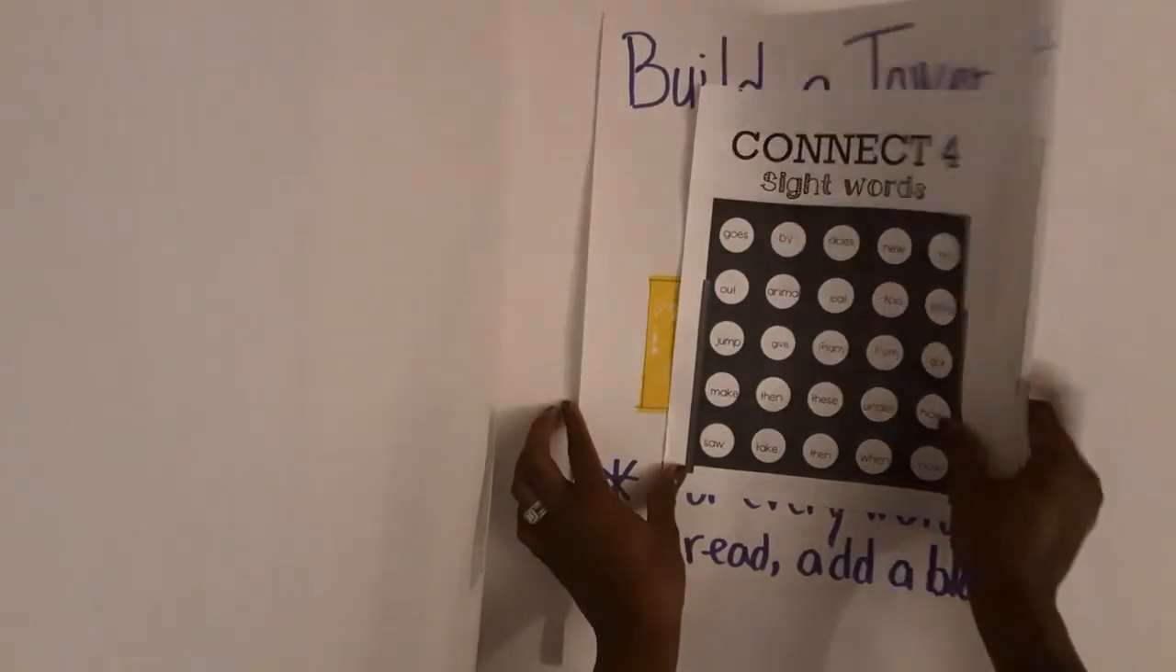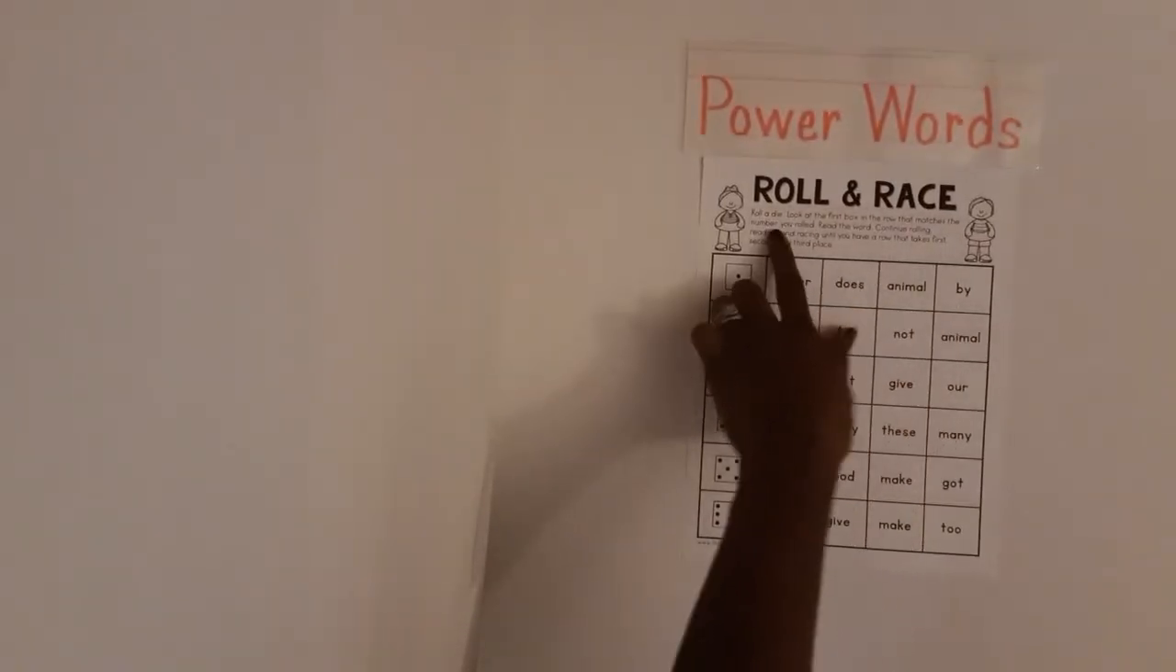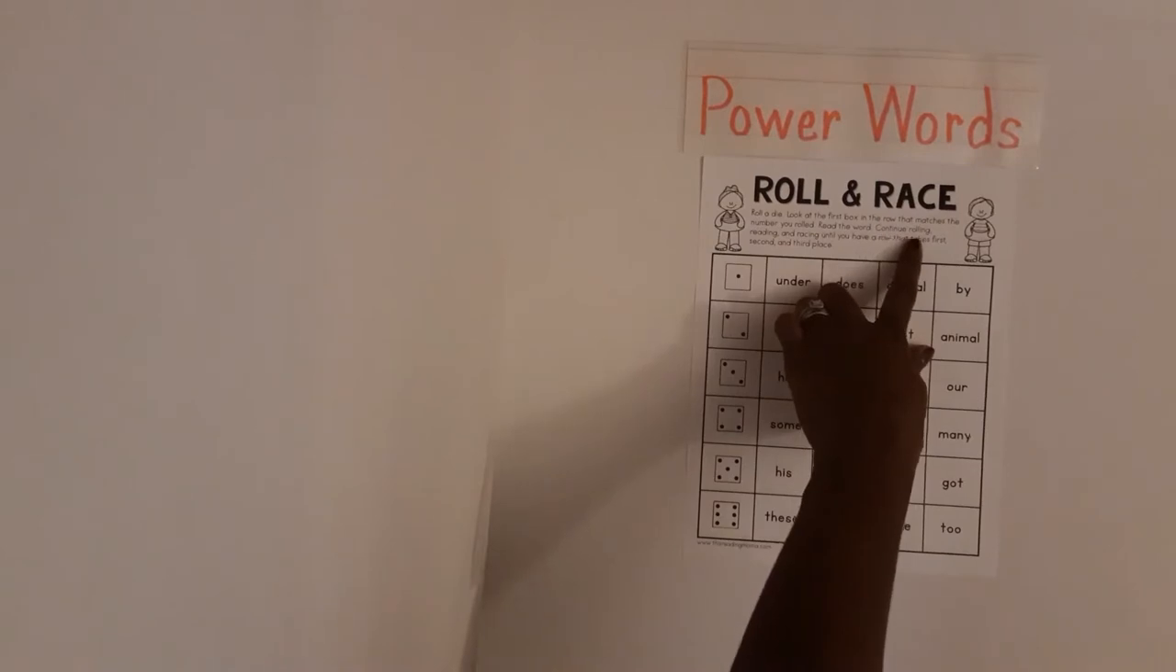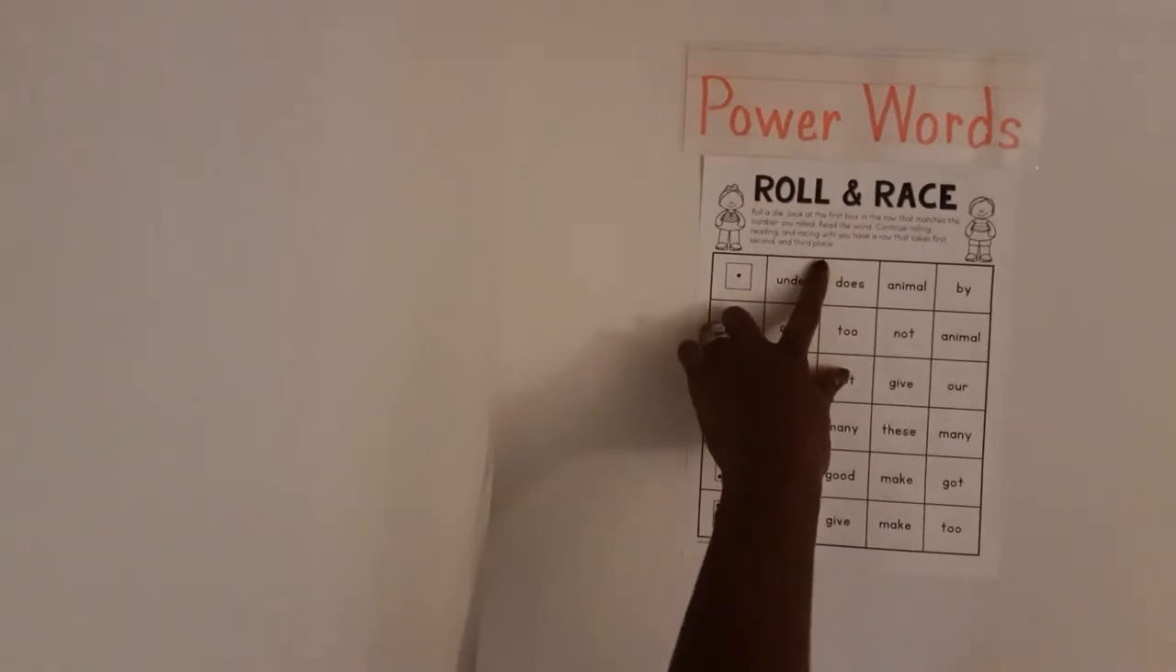But for today's assignment, I have a game called Roll and Race. So it says, roll a die, look at the first box in the row that matches the number you rolled. Read the word. Continue rolling, reading, and racing until you have a row that takes first, second, and third place.